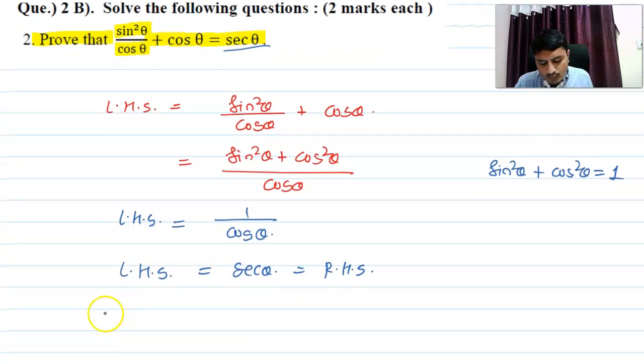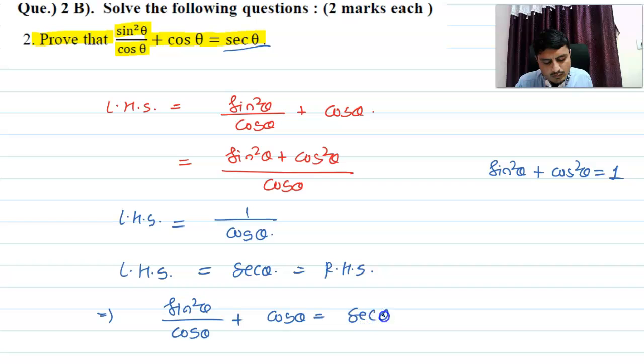So at the end we write the statement: we have sin square of theta divided by cos of theta plus cos of theta equal to sec of theta. Hence we have our proof.